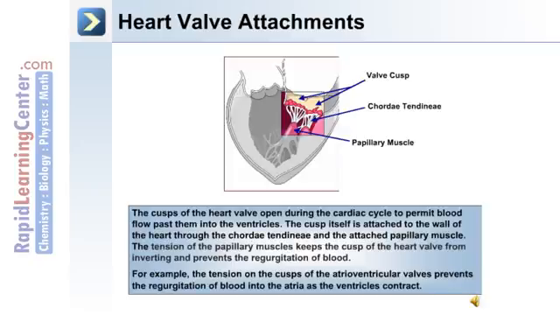The tension of the papillary muscle keeps the cusp of the heart valve from inverting and prevents the regurgitation of blood. For example, tension on the cusp of the AV valve prevents the regurgitation of blood into the atria when the ventricles contract.